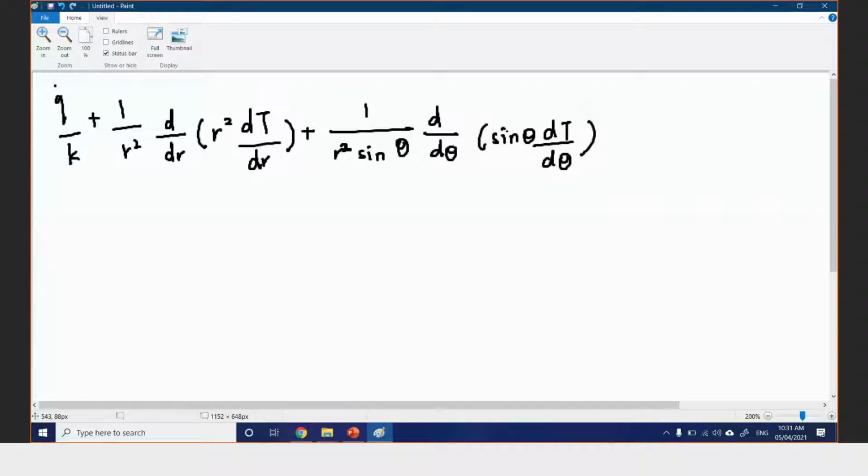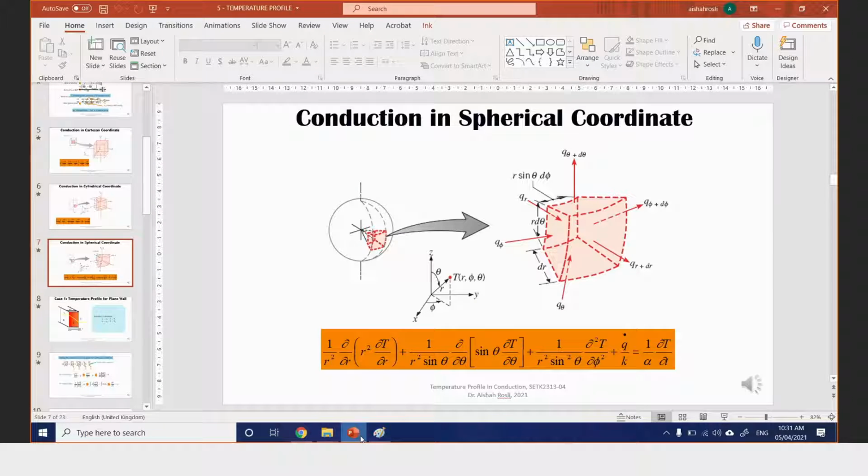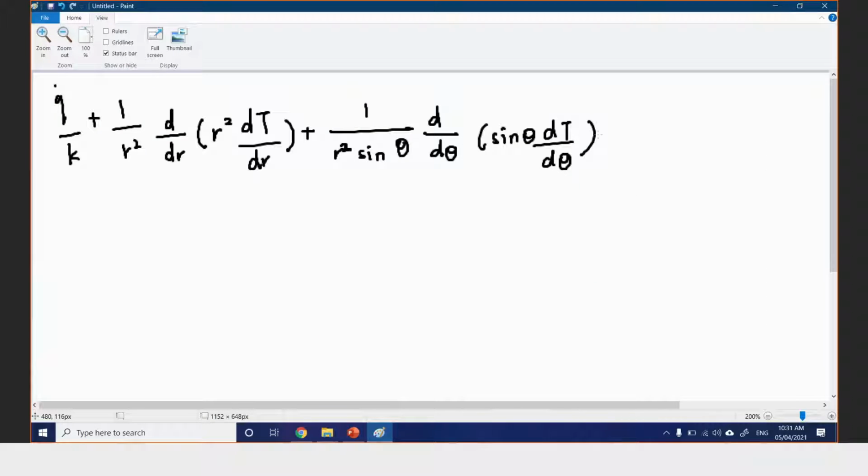Similarly, we don't cancel out this sine theta and sine theta, because we want to have the same expression as the equations shown in the slides. And then finally we have the phi expression, which is 1 over r squared sine squared theta.